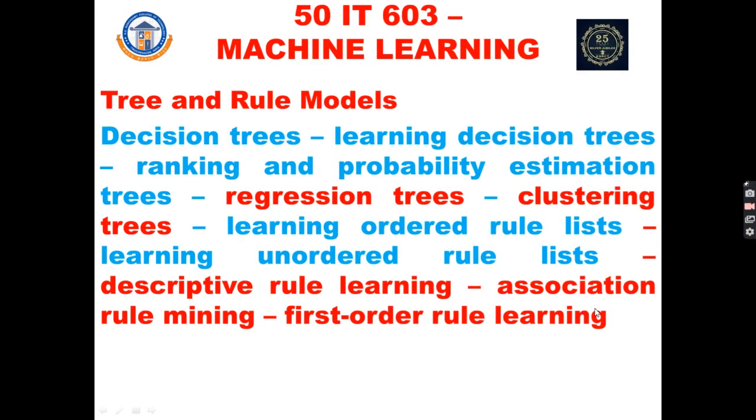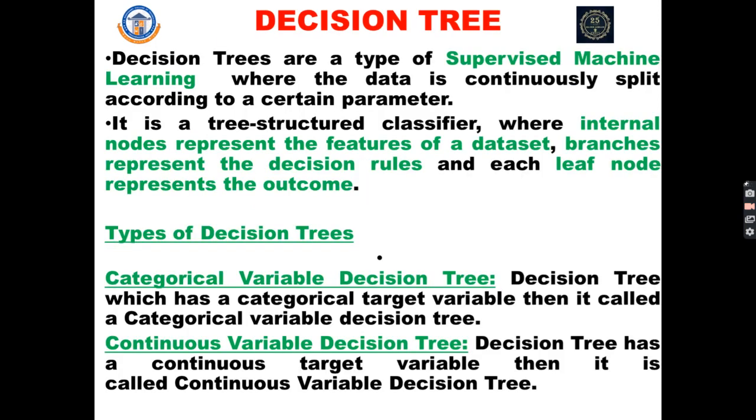Today we are going to see about decision trees. Under tree and rule models, we are going to see decision trees, learning decision trees, ranking and probability estimation trees, regression trees, clustering trees, learning ordered rule lists, learning unordered rule lists, and descriptive rule learning, association rule mining, and first order rule learning.